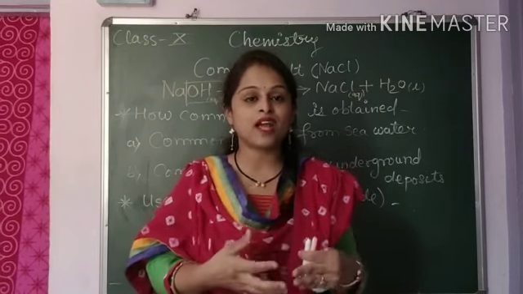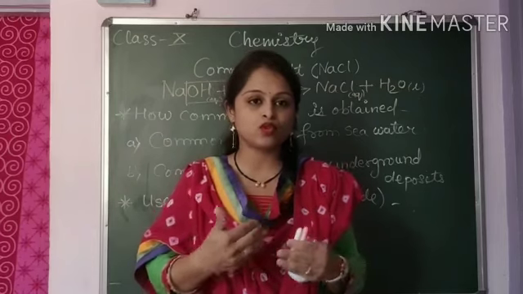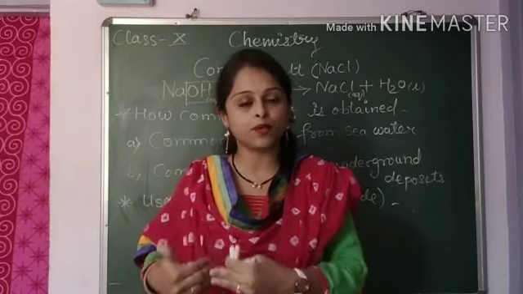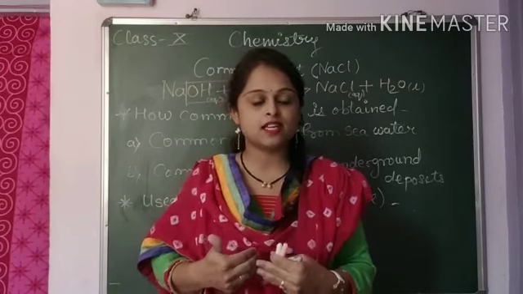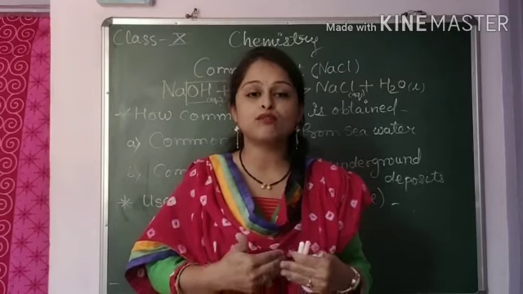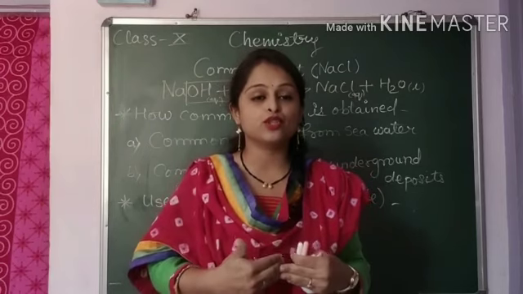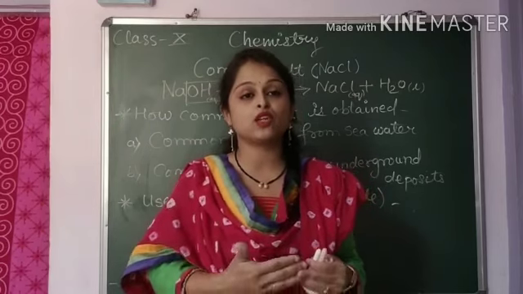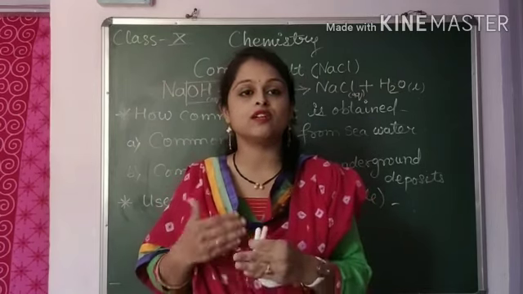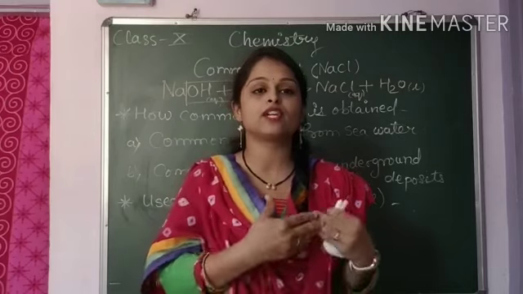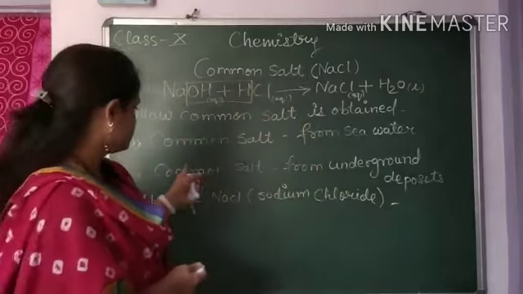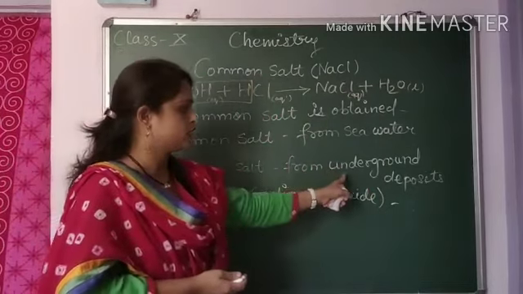After purifying it, some procedures are there for purification of that impure substance into pure one, and at the last stage we are getting the common salt in the pure form, which is produced on a large scale and needed by the industries for the production of different kinds of chemicals or different kinds of uses. Is it clear? Now come to the second point, that is common salt from underground deposit.